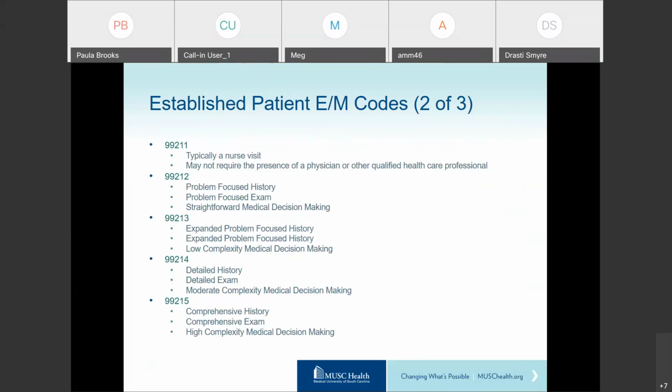214 is a detailed history, a detailed exam, and moderate complexity medical decision-making. And your 215 is a comprehensive history, a comprehensive exam, and high complexity medical decision-making. Again, especially when you're looking at your 99215s, keep that medical necessity in the back of your mind.